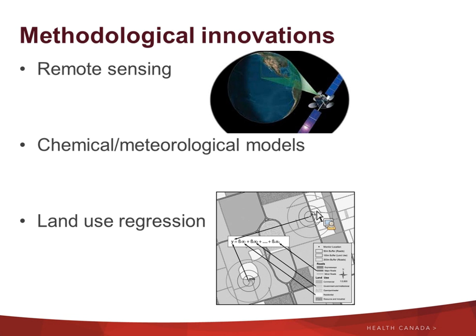Next are chemical and meteorological models. These use emissions data, weather data, and atmospheric chemistry to model exposures at both high spatial and temporal resolution. And then finally, land use regression, which uses saturation monitoring campaigns combined with land use data to model exposure at high spatial resolution, but again, generally low temporal resolution. All of these methods have been combined or fused with ground-based monitoring data to generate exposure surfaces with both high spatial and temporal resolution.